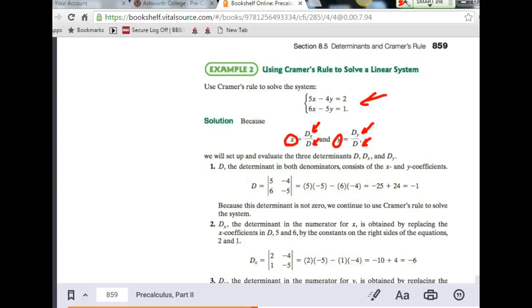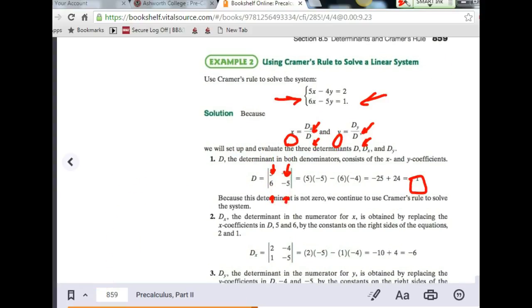The regular determinant is simply the coefficients of your variables. So that's why we have the 5, -4, the 6, and the -5. That's just our regular determinant if you look at the equation up here. And when you do, you're going to find out that that particular determinant, after doing the math, comes out to be -1. Okay, and we did how to do determinants in another video in lesson 1.